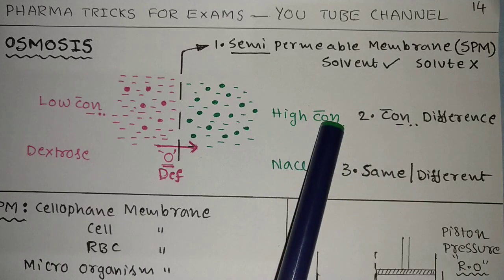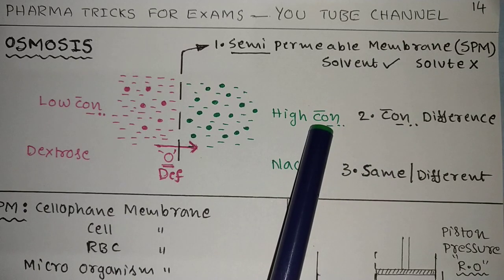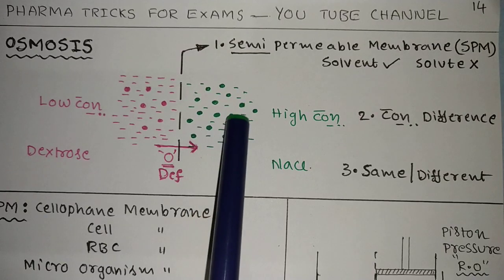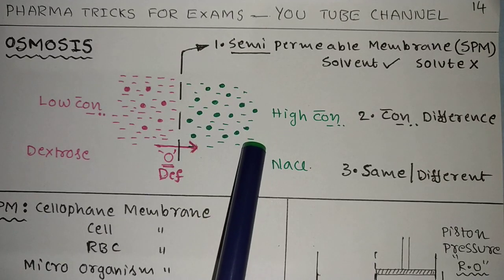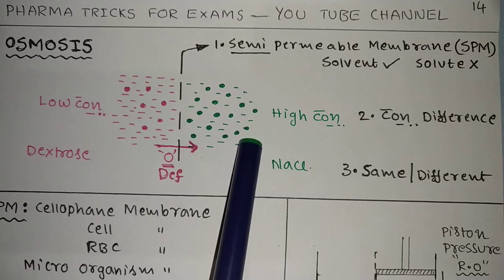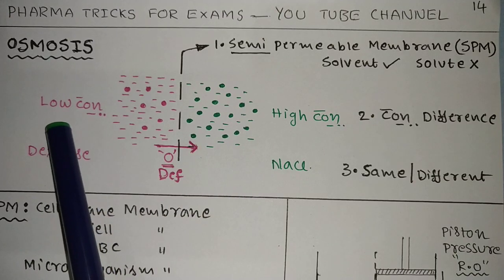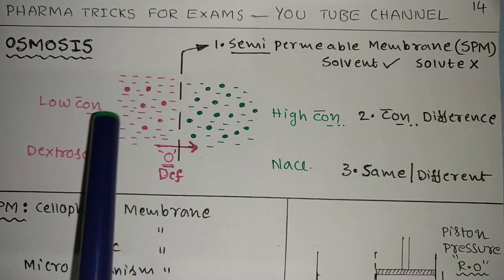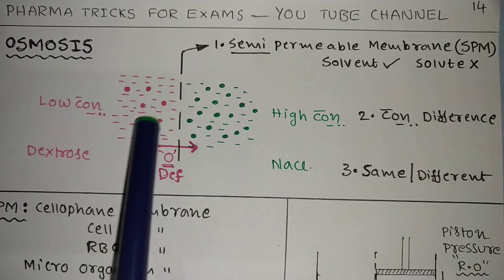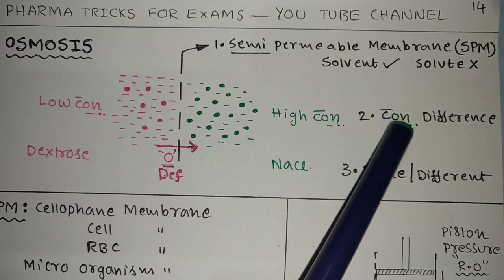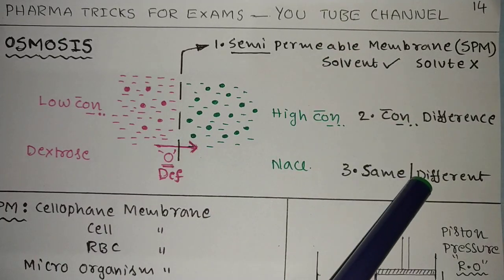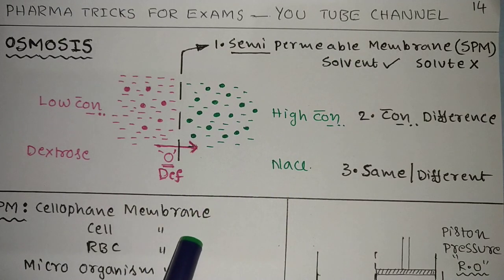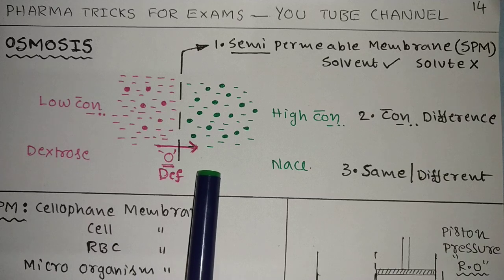But here, I took a high concentration on one side. See here, high solute particles. I drew more solute particles and very few solvent particles. And on this side, a low concentrated solution, very low solute particles, high solvent particles. So when these three things are present, automatically the process of osmosis takes place. How does osmosis take place?